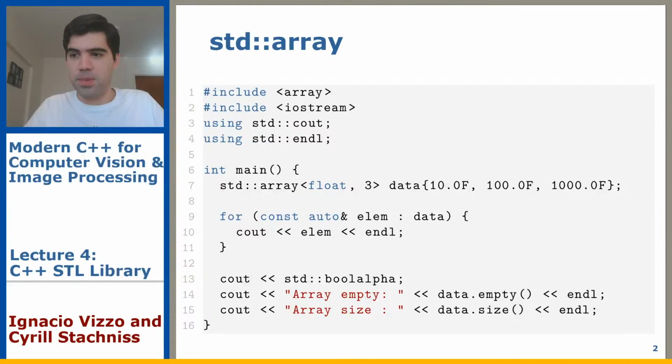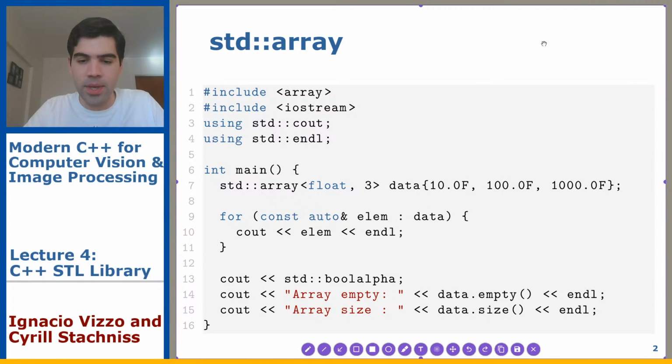So the first victim of the day is going to be std::array. This is basically an array of data, and there's a really small example here. I will just highlight some details. First of all, in order to use array, we need to include the array header file, and this is how we declare an array that is called data, right?